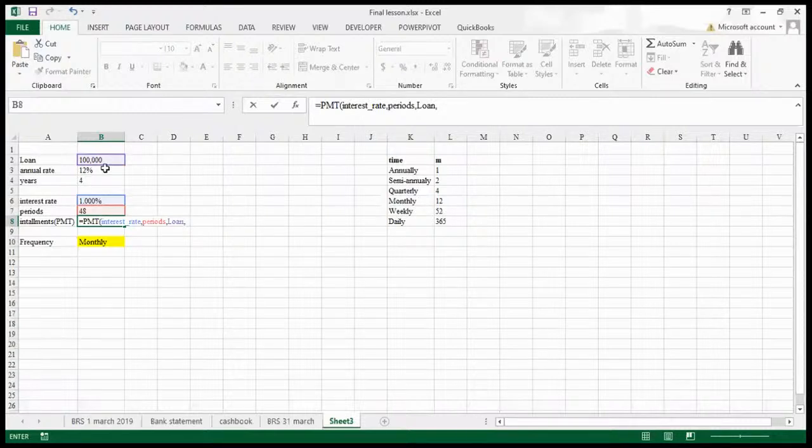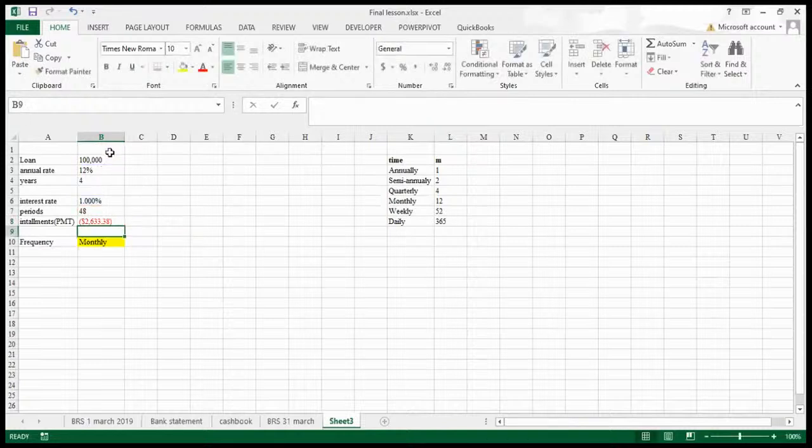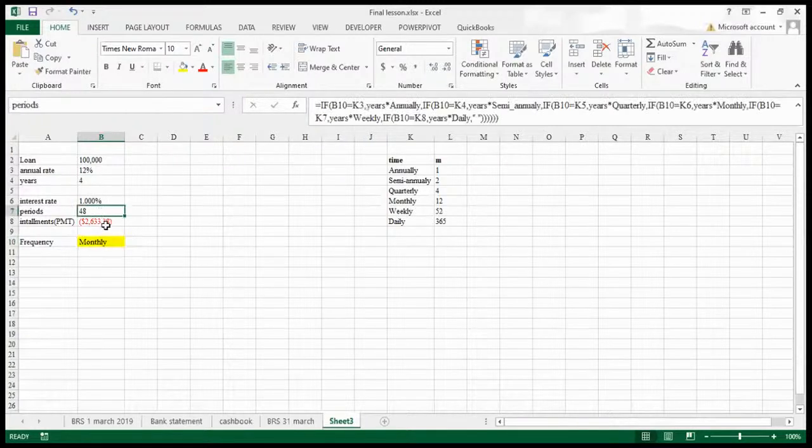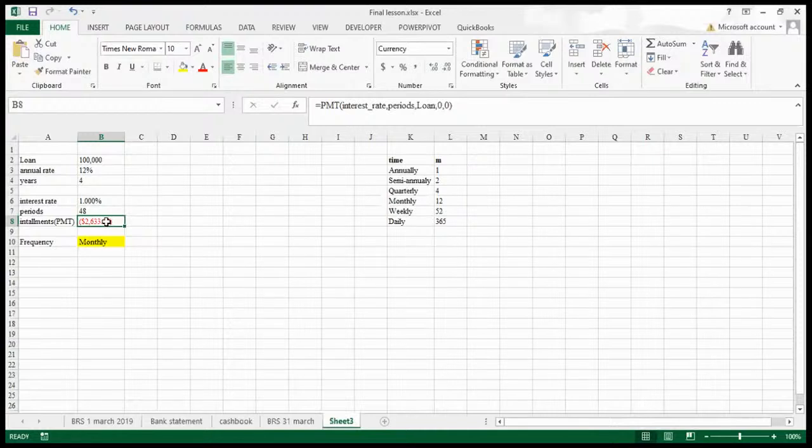Future value 0, comma. Are you going to pay back this loan at the end of every period or at the beginning of every period? For this illustration, we are going to use at the end of the period, which is 0. Then you close your bracket. If I enter, I am getting that if you take a loan of 100,000, you are paying at 12% per annum for 4 years on monthly basis. I will take 48 months, paying 2633.38 per month.